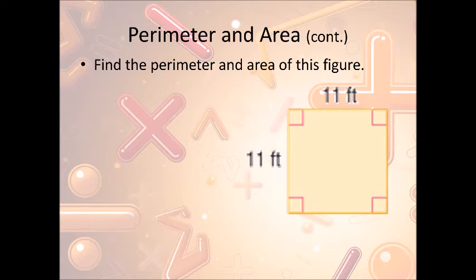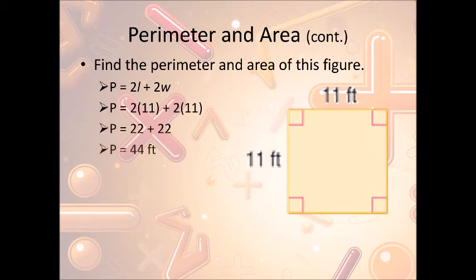So the perimeter of this figure, since it is a square, we can simply take one side, which is 11, and multiply by 4, giving us a total perimeter of 44 feet. If we use the parallelogram formula, we would have 2 times 11 plus 2 times 11, which of course is still 44 feet. To find the area, we just take the length times the width. 11 squared is 121 square feet.